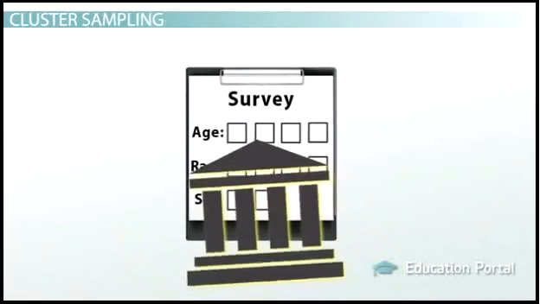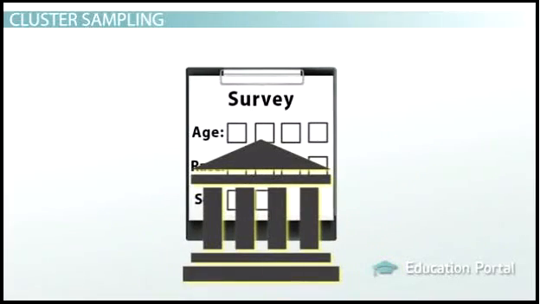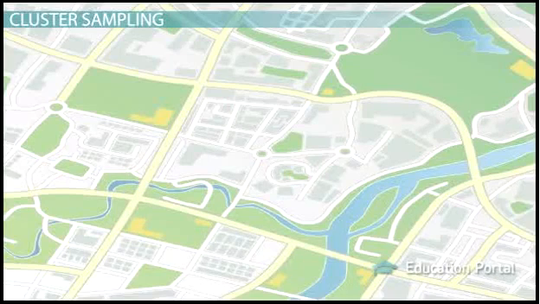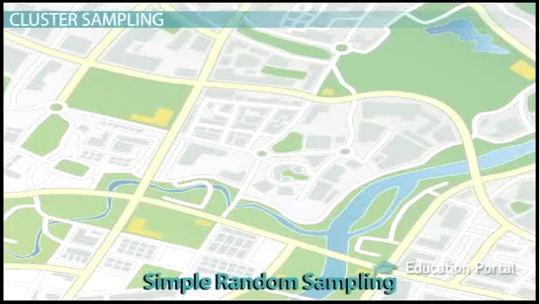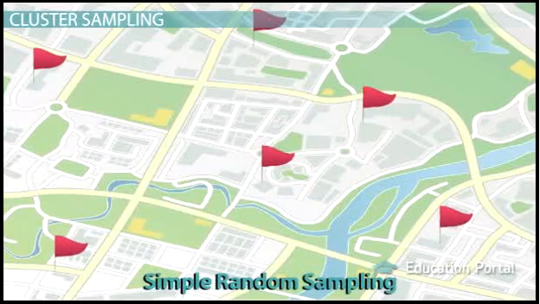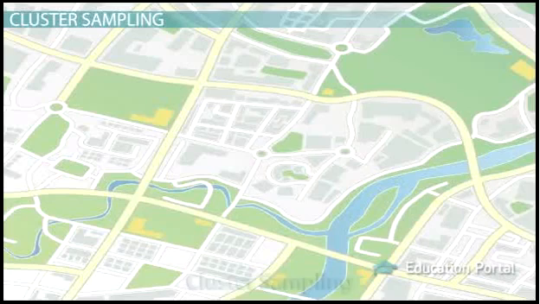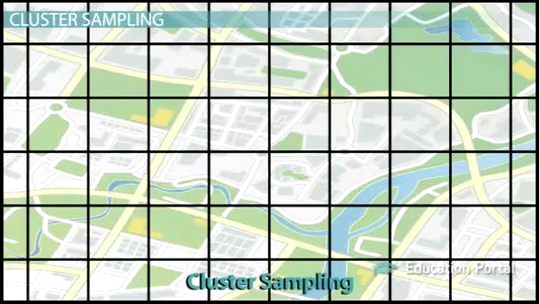Say, for example, that you want to do a political survey in a large city like Atlanta. It would be very time-consuming and expensive to use simple random sampling because you might randomly select individuals that are spread throughout the entire city, and you would have to drive to each individual home in order to get your information.